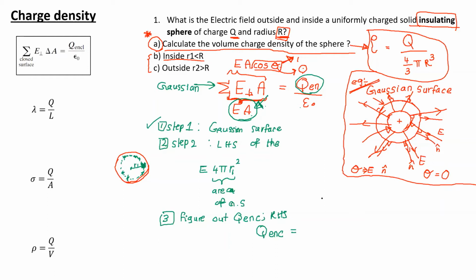Yes, we use rho. We know the value of rho. And what after that? We multiply rho by the volume. So we have to multiply rho by the volume of the Gaussian surface. Why Gaussian surface? Because all the charge we need is inside the Gaussian surface, right?